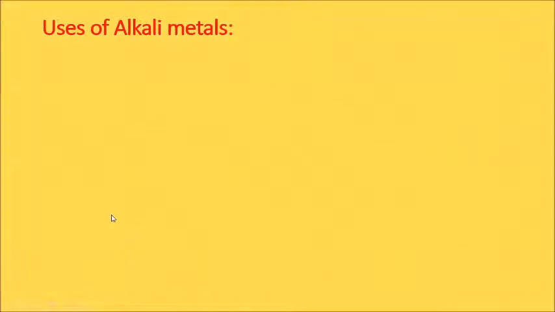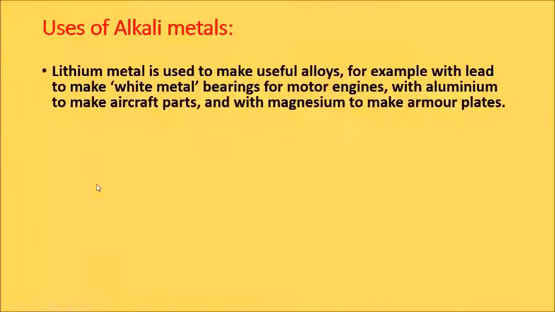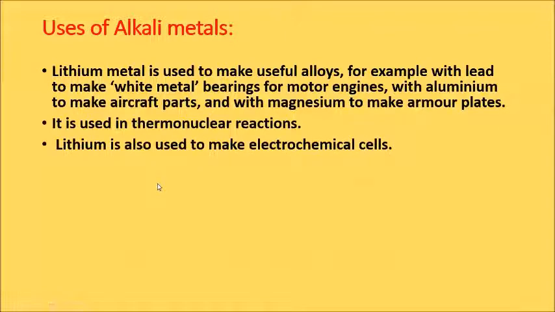Now we can see the uses of alkali metals. Lithium metal is used to make useful alloys: with lead to make white metal, which is used as bearings for motor engines; with aluminium, for aircraft parts; and with magnesium, to make armor plates. It is also used in thermonuclear reactions. Lithium is also used to make electrochemical cells.